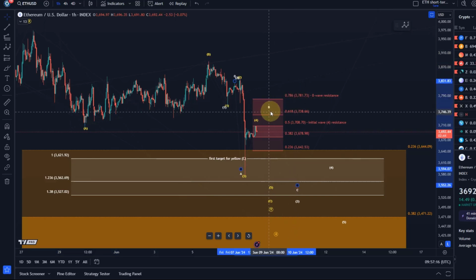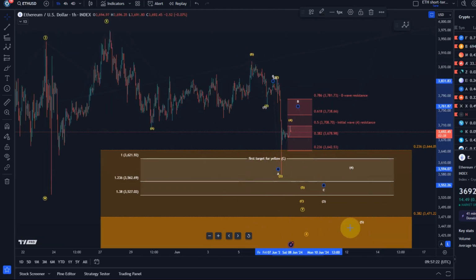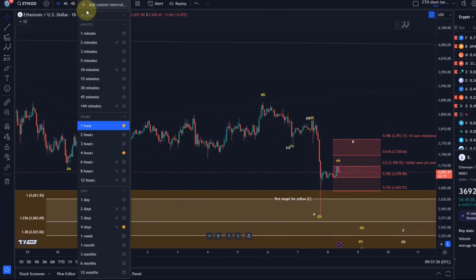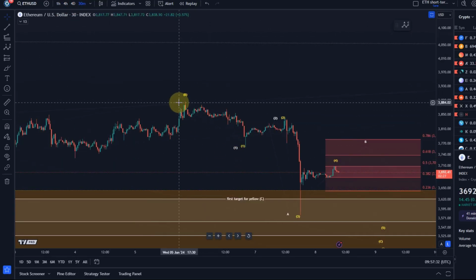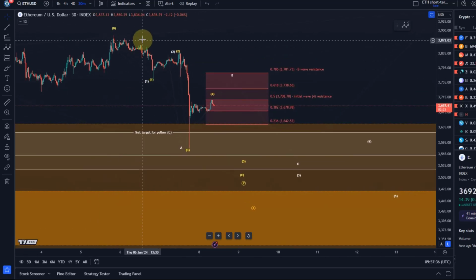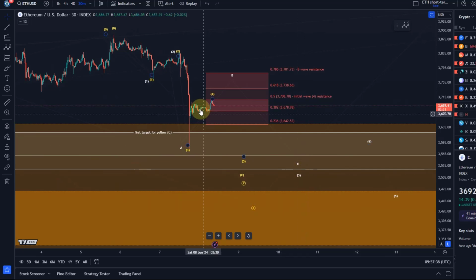It's based on the assumption that we could be in a larger B wave within wave 3. So it's just a different way of looking at it, because this wave 1 was in 3 waves. I did write that actually yesterday. And therefore, because this decline looks like a 3-wave move, I might have to consider that the third wave is also a 3-wave move as an A, B, C structure.